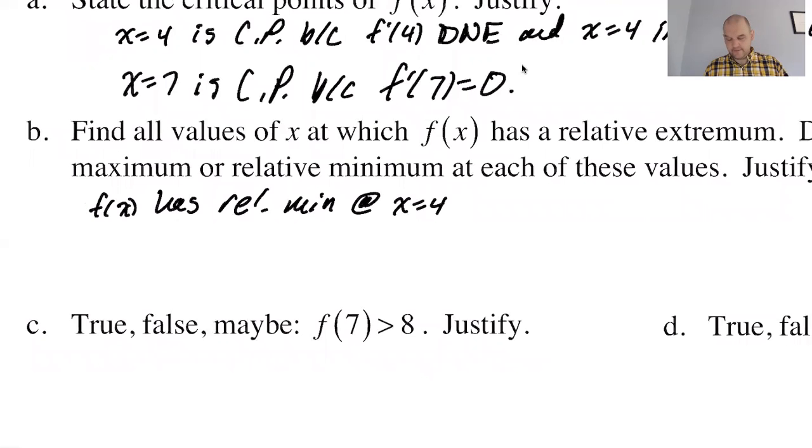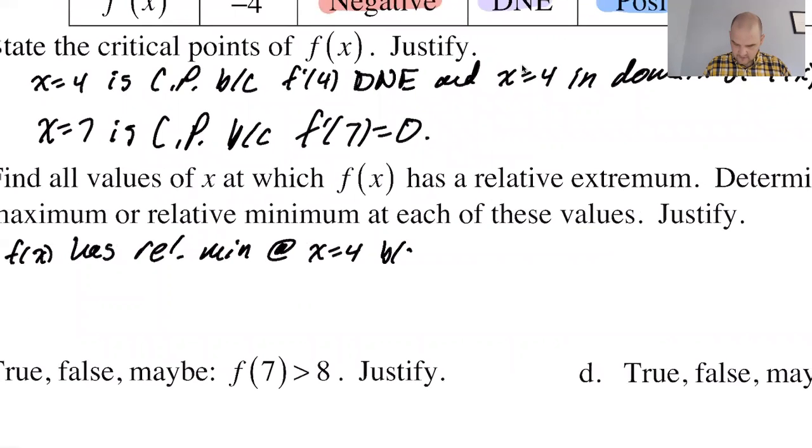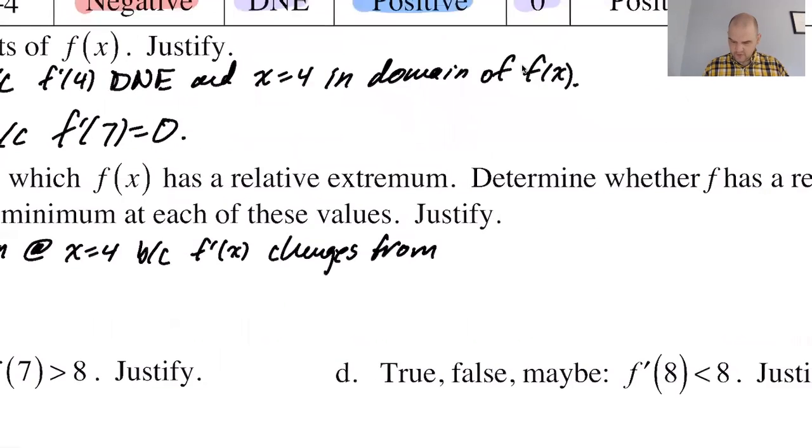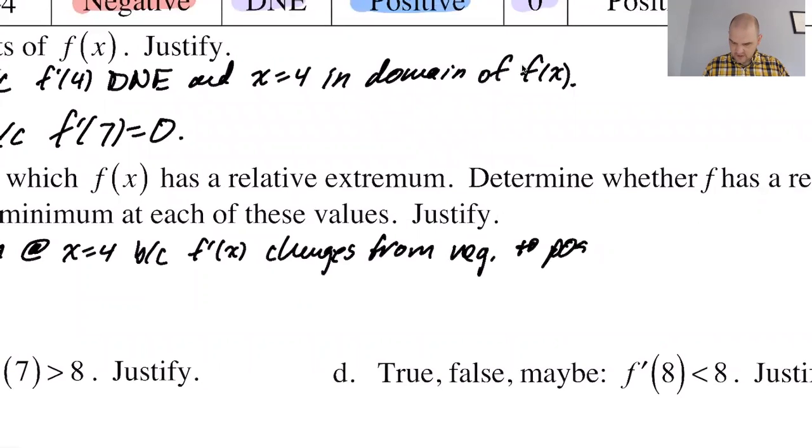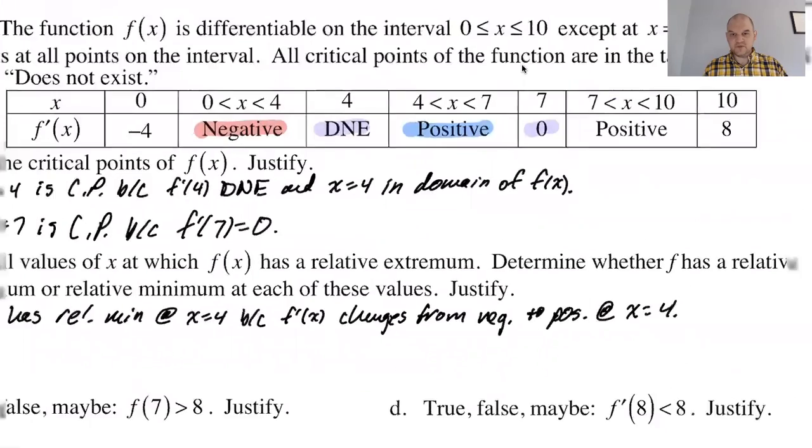Now we want to say why. So I'm going to say because f prime of x changes from negative, so I'm going to abbreviate negative as just neg, to positive, POS, at x equals 4. Okay, relative minimum at x equals 4.